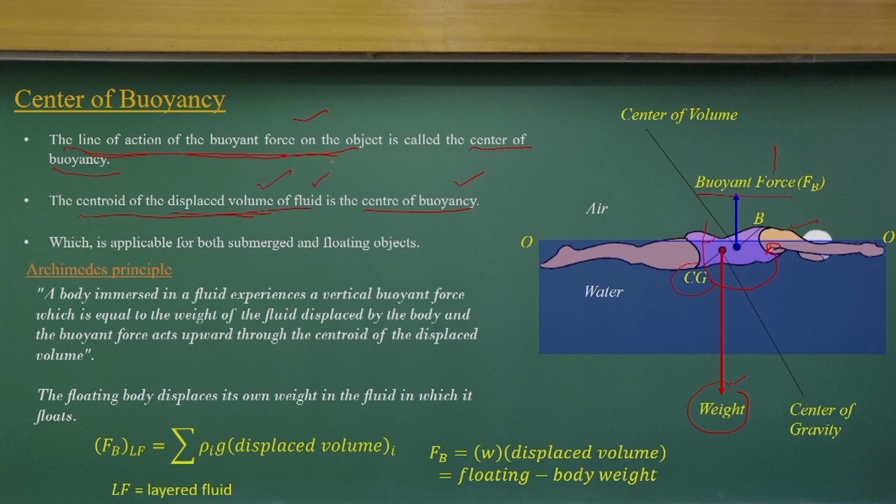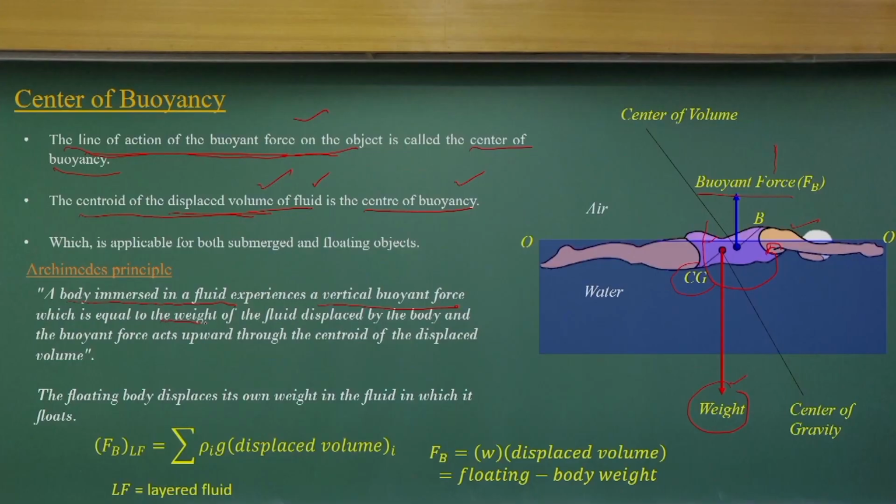So, to summarize and make it very easy to say, the Archimedes principle says that a body immersed in a fluid experiences a vertical buoyant force. That means whenever you immerse a body in a fluid, a vertical buoyant force will act, which will be equal to the weight of the fluid displaced by the body, and the buoyant force acts upward through the centroid of the displaced volume, which we discussed. The same thing is written in a very concise way. That is the Archimedes principle.